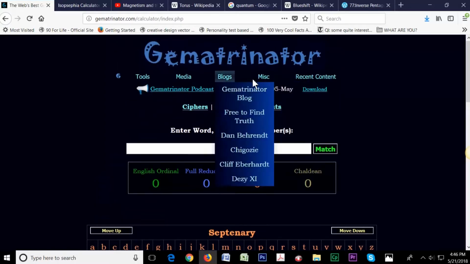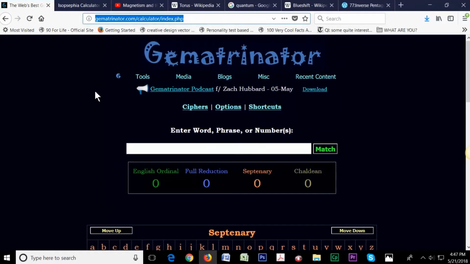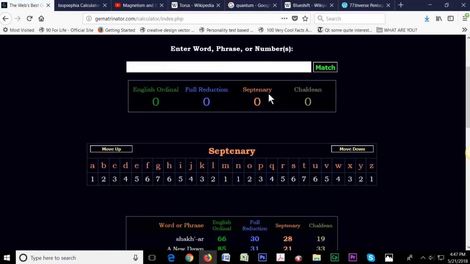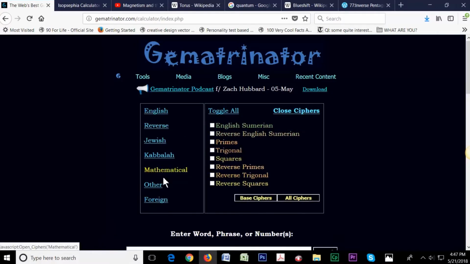We start decoding through dramatrinator.com. It's a free site you can go to, and anybody can start decoding at their own free will. You just make sure you check off the box in the septenary aspect underneath ciphers and other. It's located right here.